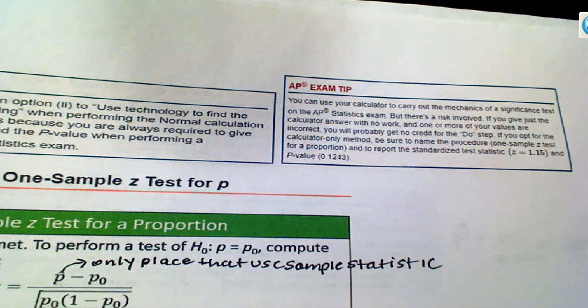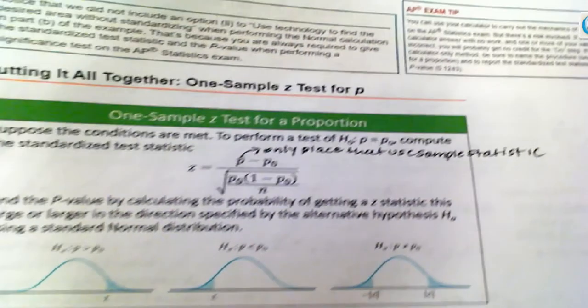You'll probably get no credit on the do step. If you opt for the calculator only method, be sure to name the procedure, one sample z-test for a proportion, and to report the test statistic, which is z, and the p-value. So there is a way to put this on the calculator, and we're going to talk about that later, or probably your AP Stat teacher will, but right now we're just going to go through and do it the long way, with everything.